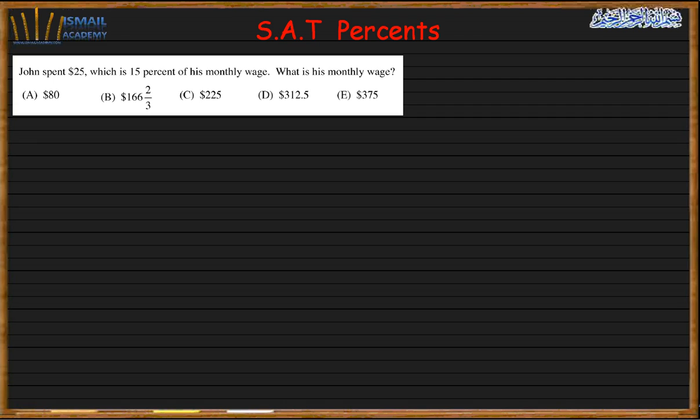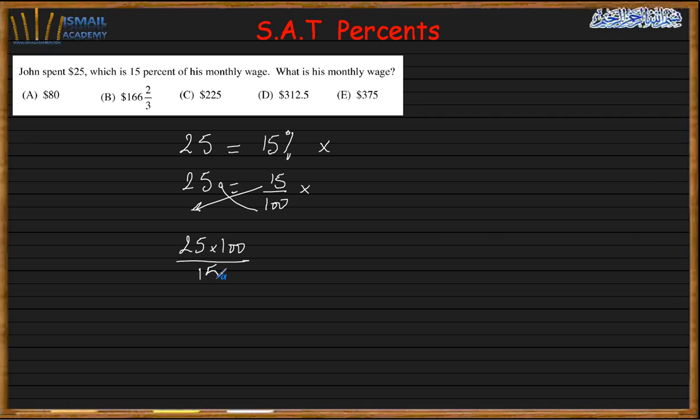So John spent $25. So we have $25, which is 15% of his monthly wage, which is x. So what is the monthly wage? So here I will have 25 equals 15 over 100 x. So multiply by 100, divided by 15. So I got 25 times 100 divided by 15. So that will be my x.